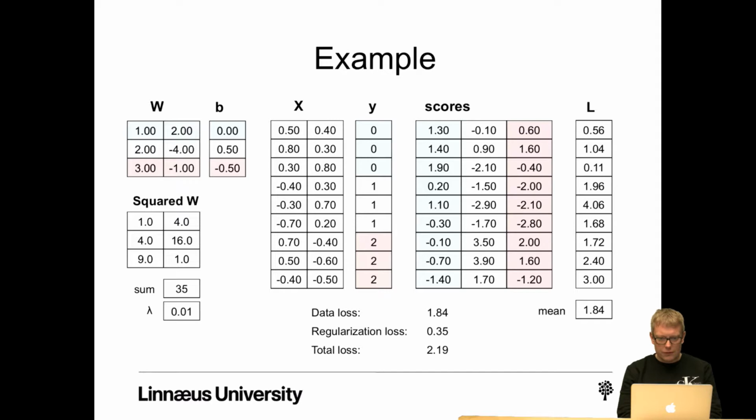We continue with the second training example and calculate the scores. Now we have a new loss, 1.04, and after we have iterated over all training examples, we can calculate the mean loss, which in this case is 1.84. That's the data loss. The sum of the squared weights is 35, and the lambda parameter is 0.01, so the regularization loss is 0.35, and the total loss is the sum of those, 2.90.